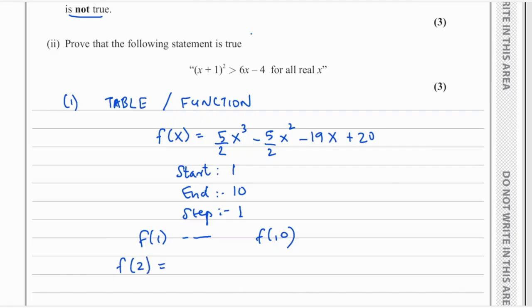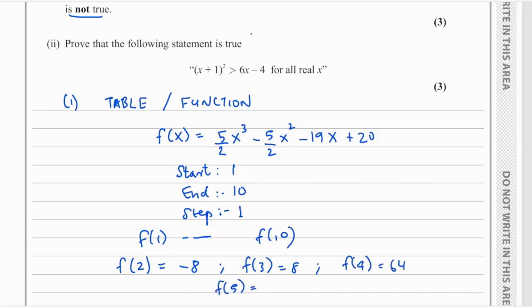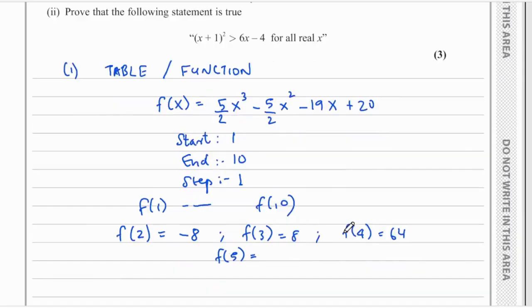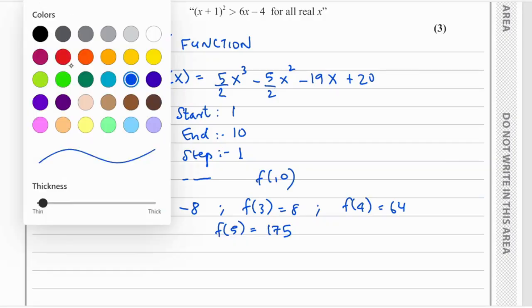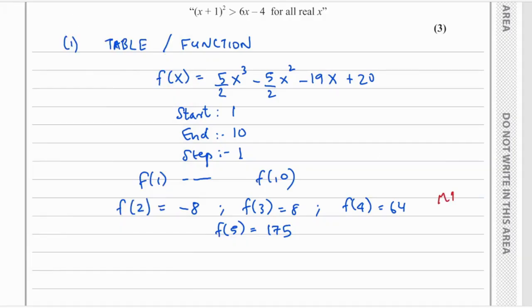For example, f of 2, when you calculate it, is going to be -8, which is a perfect cube. f of 3 will give you 8. Then f of 4 is going to give you 64. And f of 5 is going to give a non-perfect cube number, which is equal to 175. Okay, so the different trials over here give you 1 mark, and the counter example gives you another 1 mark.